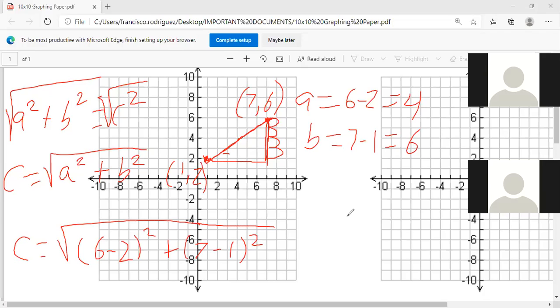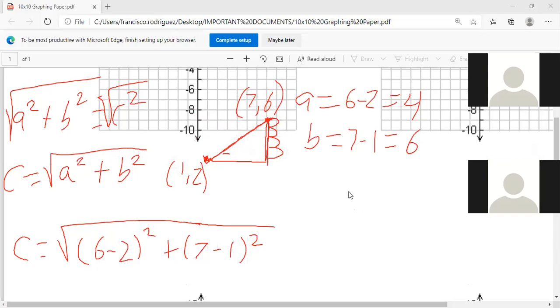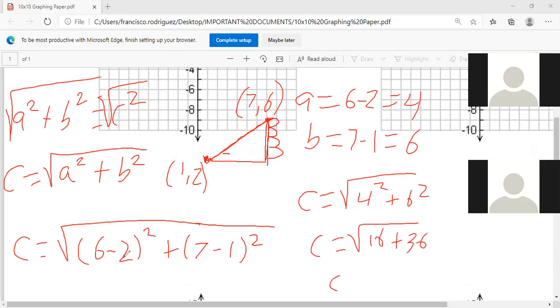Okay, so if we solve this, it should be the exact same thing that we came up with when we were solving the Pythagorean theorem, right? So we already know 6 minus 2 is equal to 4, and 7 minus 1 is equal to 6. We have 16 plus 36. So c is equal to the square root of 52, which is 7.2 or something like that, right? Yes, sir.